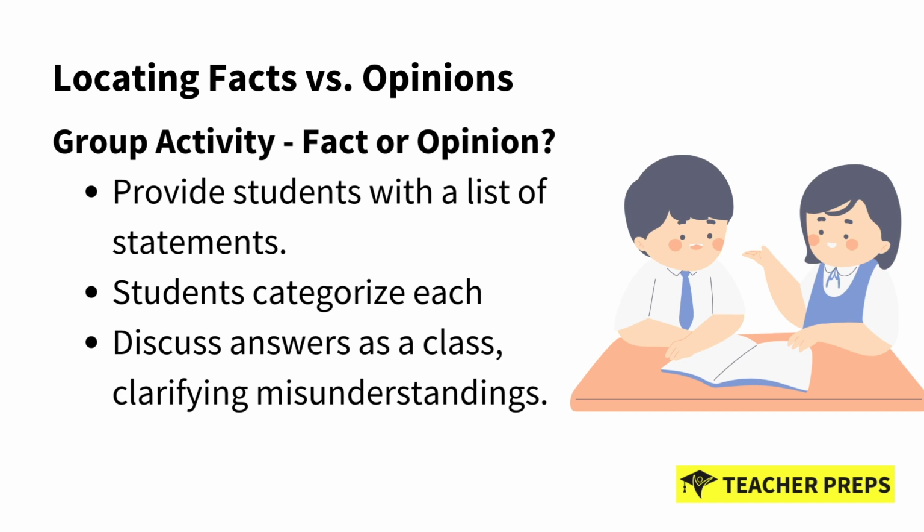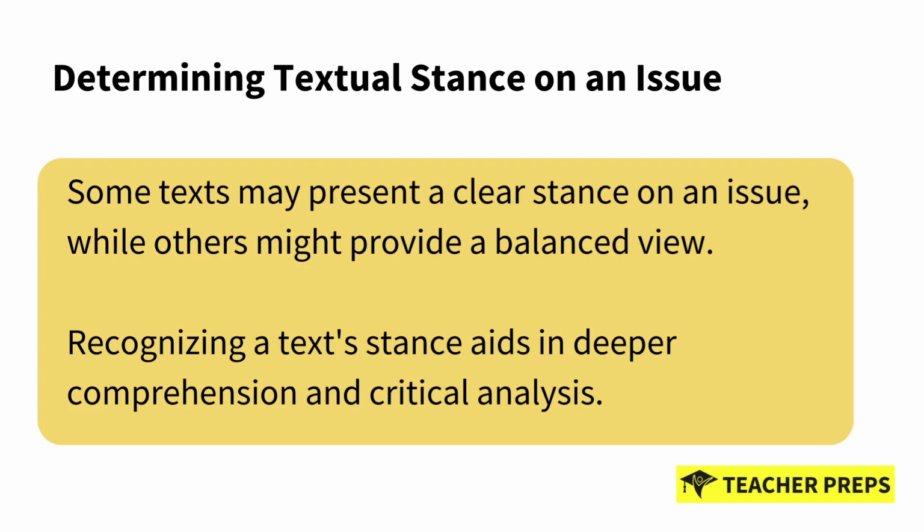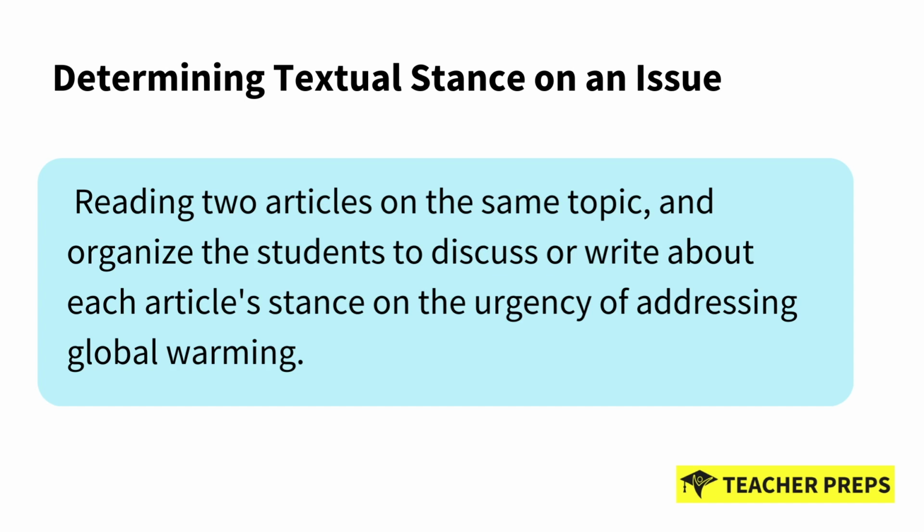And then let's move along to our final topic. And this is a new standard called determining textual stance on an issue. Some texts may present a clear stance on an issue, either supporting or opposing, while others might provide a balanced view. Recognizing a text's stance aids in deeper comprehension and critical analysis. Facilitate the opportunity for students to practice determining textual stances on issues by reading two articles on the same topic, such as climate change, and organize the students to discuss or write about each article's stance on the urgency of addressing global warming.